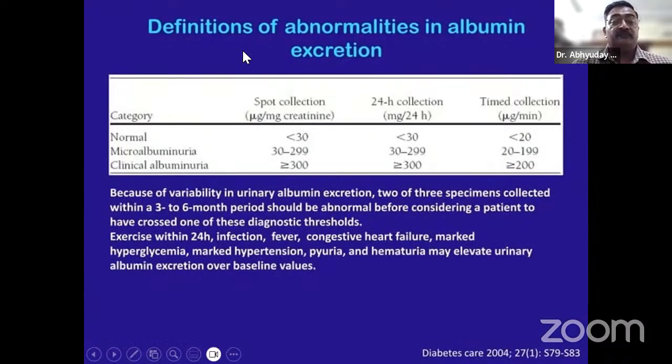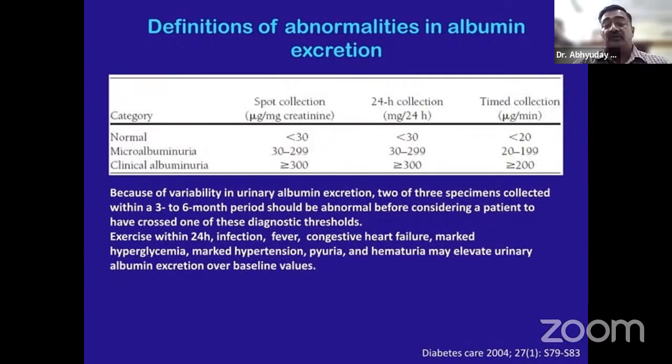And this is the graph. Here you can see the definitions of abnormalities in albumin excretion. Here you can see very nicely the normal: spot collection less than 30 microgram per mg of creatinine, 24-hour collection again less than 30 mg per 24 hours, timed collection less than 20 microgram per minute. Microalbuminuria is 30 to 299 at spot, 24 hours again 30 to 299. Clinical albuminuria is more than 300 at spot and 24-hour collection, microgram per mg or mg per 24 hours respectively.